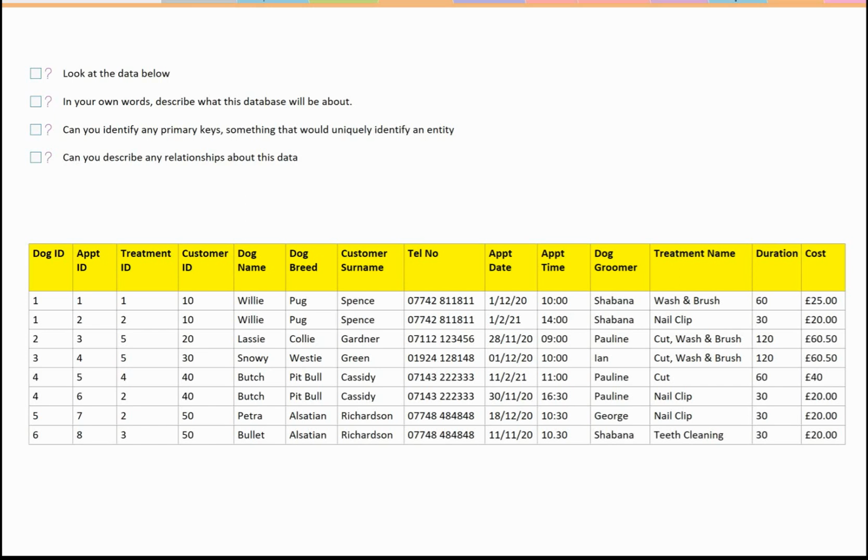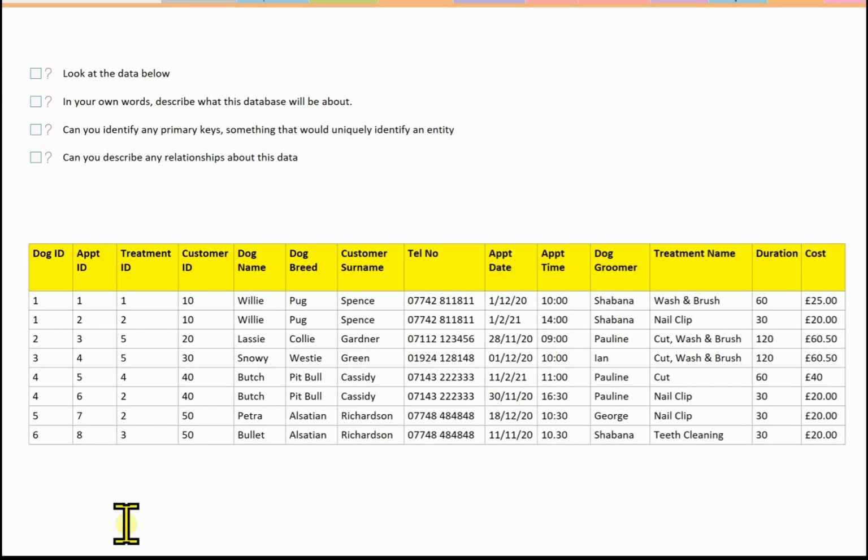We've been given some data to go with that information as well, and it's a good idea in your own words to describe what the database will be about and to identify any primary keys. That's something that will uniquely identify an instance of an entity, and also to try and describe the relationships about the data as well. So let's just have a look at what we've got here.